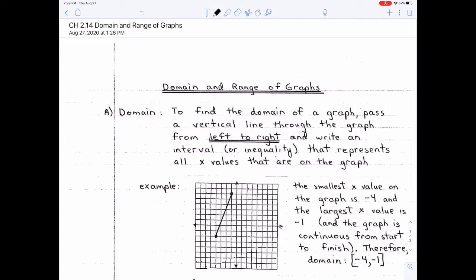Take that pencil straight up and down. Okay, pass a vertical line. Actually pass your pencil. I don't know why people don't like doing this, but actually use your pencil and do this through the graph from left to right. Put your pencil vertically on the left-hand side of the screen, and then slowly pass it to the right.